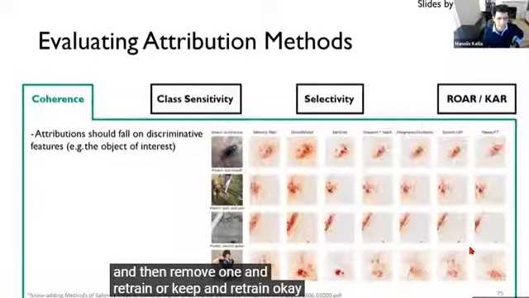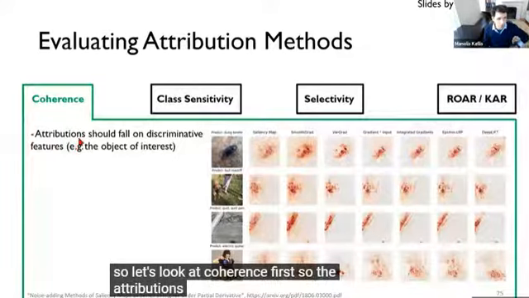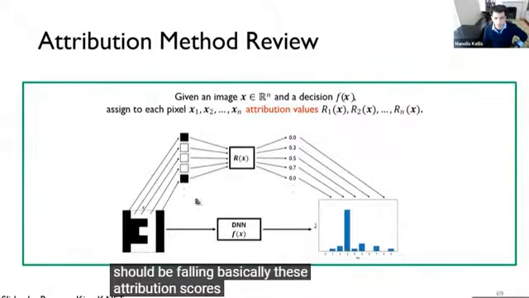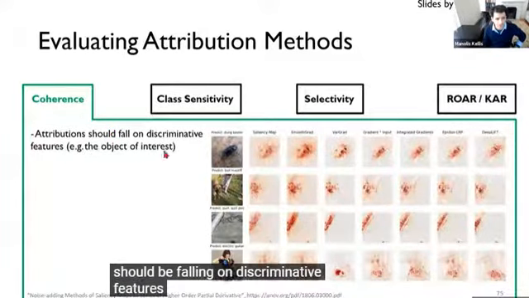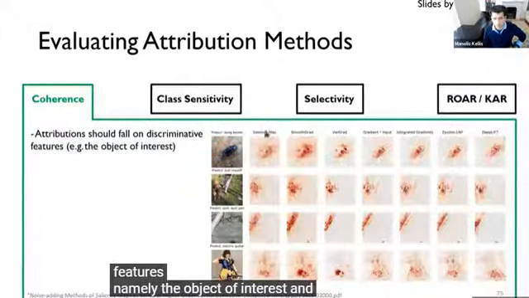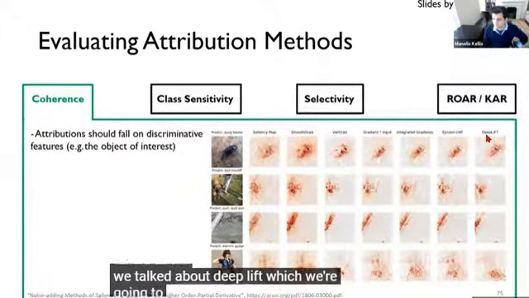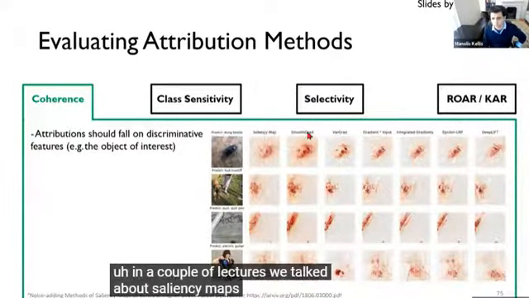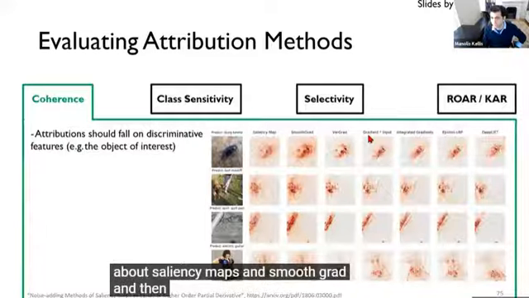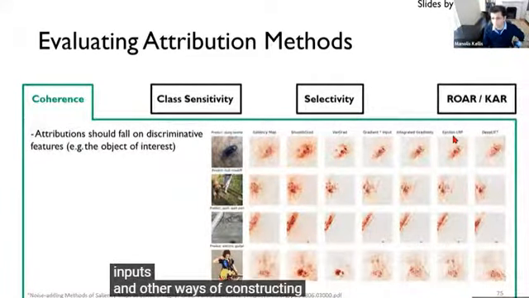Okay. So let's look at coherence first. The attributions that we talked about, these attribution scores, should be falling on discriminative features, namely the object of interest. And if you look at the different methods that we talked about, DeepLIFT, which we're going to review in a couple of lectures, saliency maps and SmoothGrad, and then taking the gradient times the input, and other ways of constructing these.